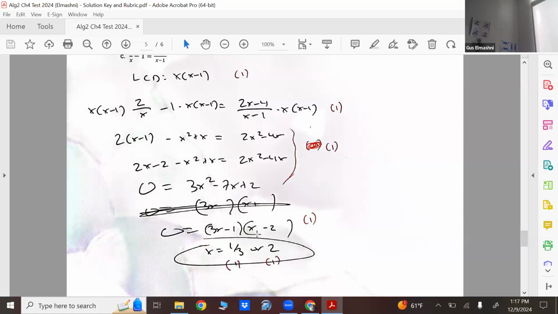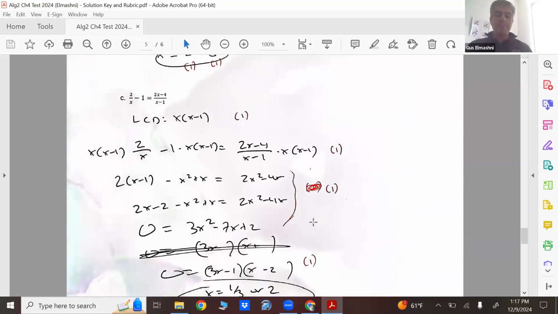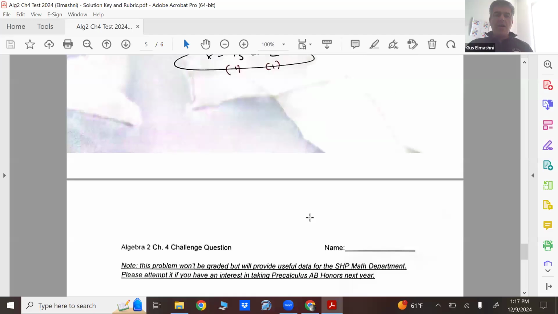Now, if you made one little error, but still made the effort to factor or do something, then some people I gave 5 out of 6 on this problem, even though they didn't have the answer, because at least they persevered through the problem. So just don't give up, guys. 4 for A, B, 6 for C. Okay.